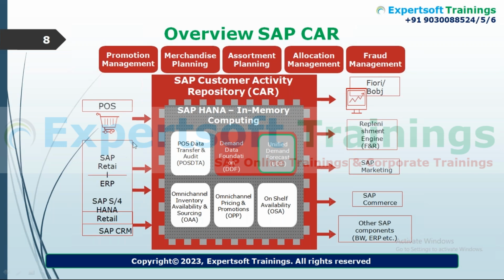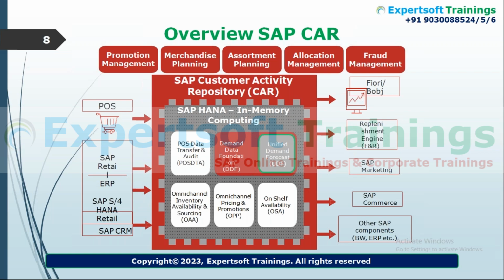Then on the left-hand side you can see there are still Retail, S4, CRM. All these are giving input. They're giving the master data, I can tell, and only POS is giving the transaction data to the CAR system. Even S4 is also giving transaction data. There is SLT, which replicates the transaction information. On the right-hand side you can see this data is sent to Fiori, then F&R, which I told, then Hybris. SAP Marketing means Hybris, Commerce also Hybris nowadays. Then other components like BW. So we will see in detail what data, why it is sent, which is mostly used, which is mostly expected in interviews. That we will discuss in detail.